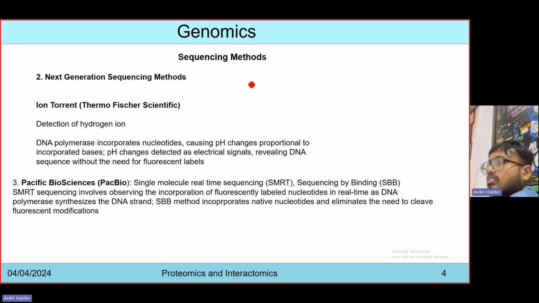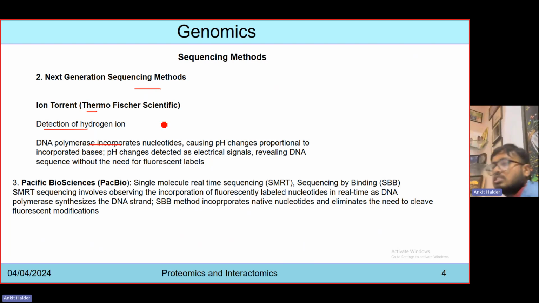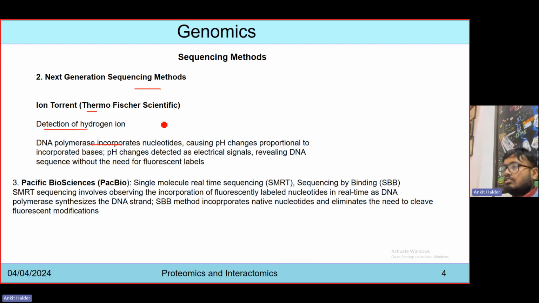Now is the Ion Torrent of Thermo Fisher Scientific. This is done through the detection of hydrogen ions. DNA polymerase incorporates nucleotides, which causes pH changes proportional to the incorporated bases. The pH changes are detected as electrical signals, revealing the DNA sequence without the need for fluorescent labels.